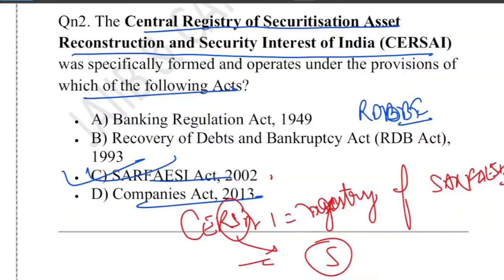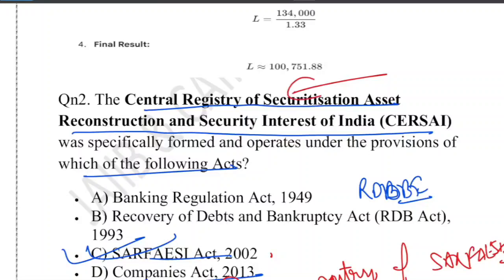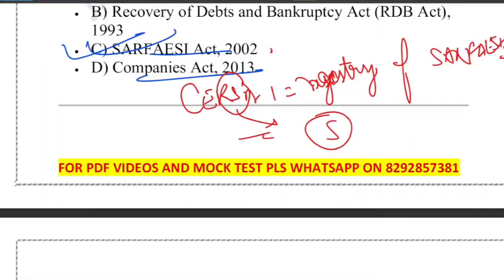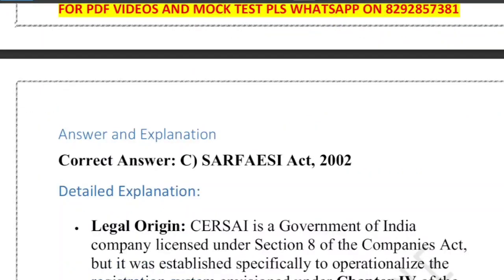The Companies Act only gives a company license, not the mandate. The purpose is to stop multiple mortgage fraud and to register all security interests within 30 days. This is mandatory. It covers immovable, movable and intangible assets. All of them are covered.